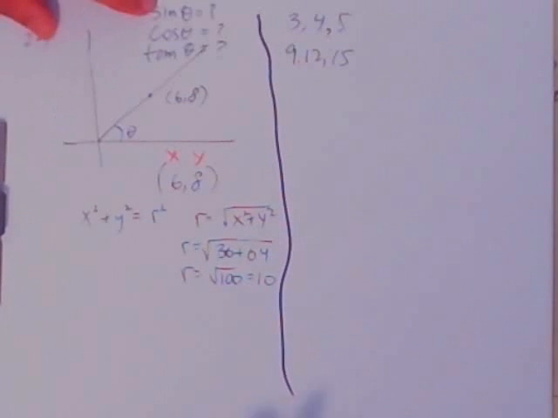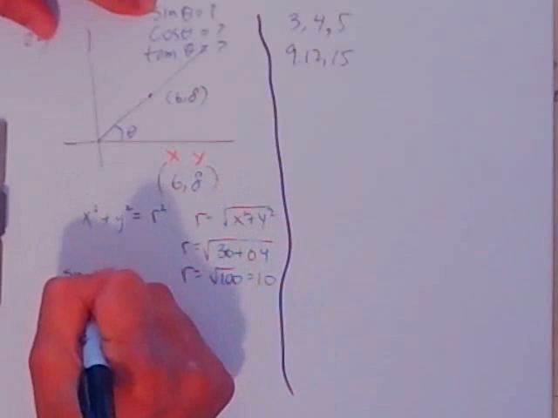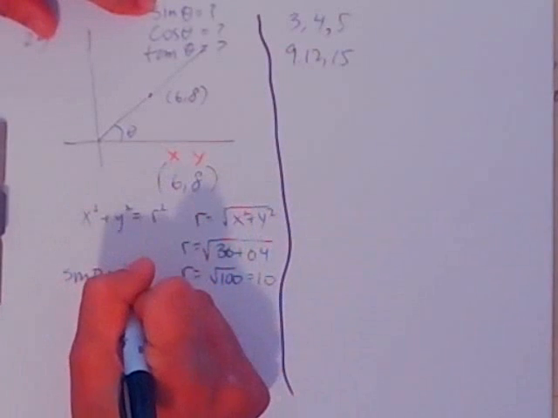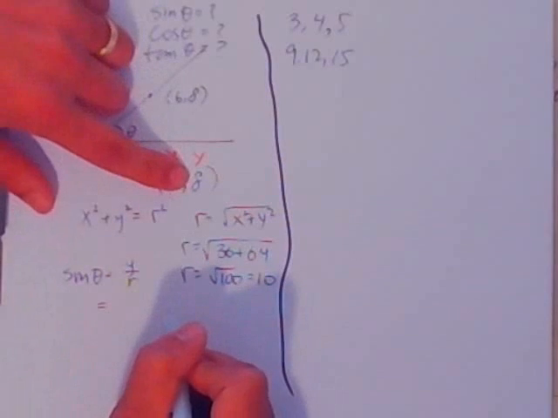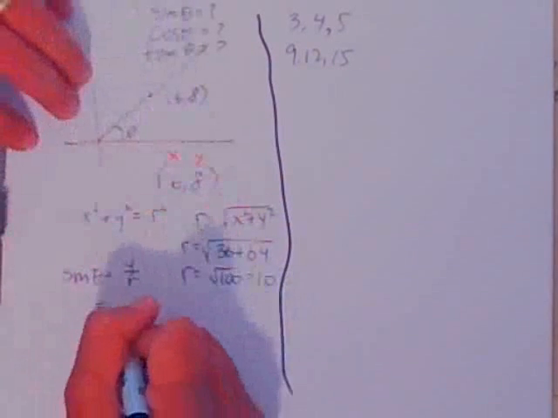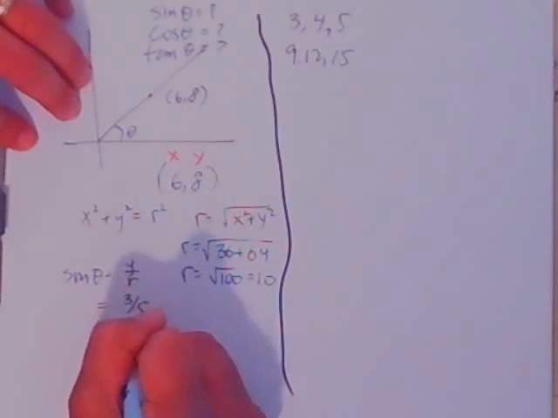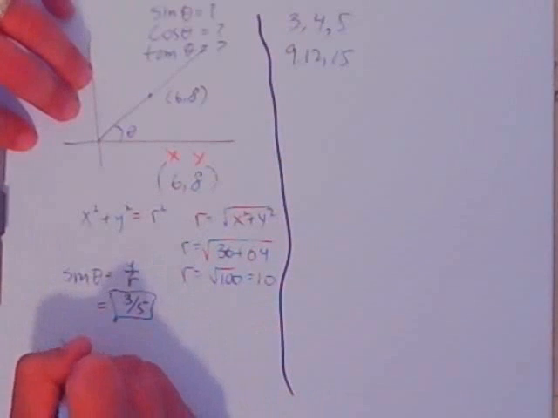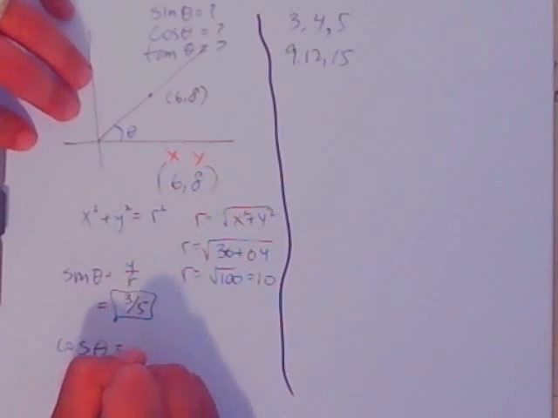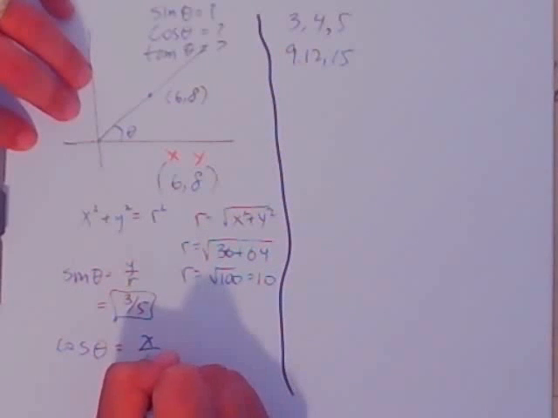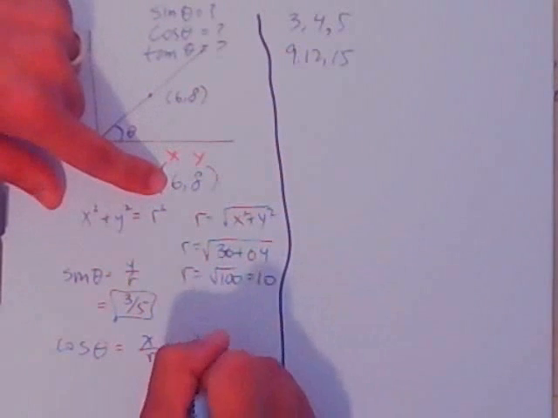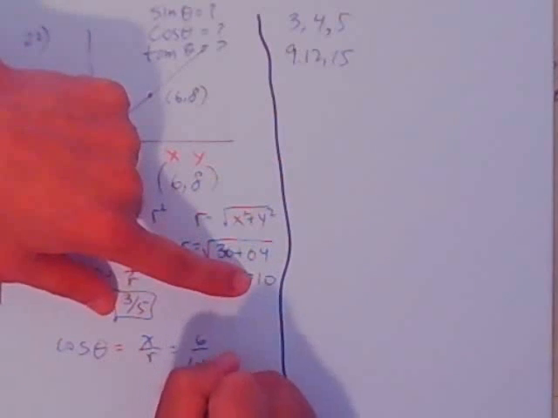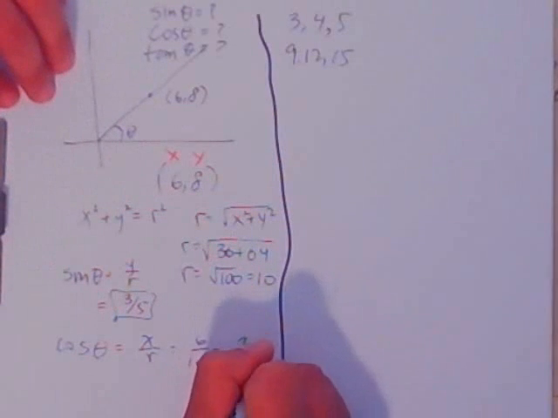So we can find the sine of the angle. Sine of the angle, if you remember the formula, was y over r, which is equal to 8 over 10, which turns out to be 3 over 5 if you reduce that. The cosine of the angle is equal to x over r. X, where is it? There it is. It's 6 over, the radius is 10, and reduces to 3 over 5.